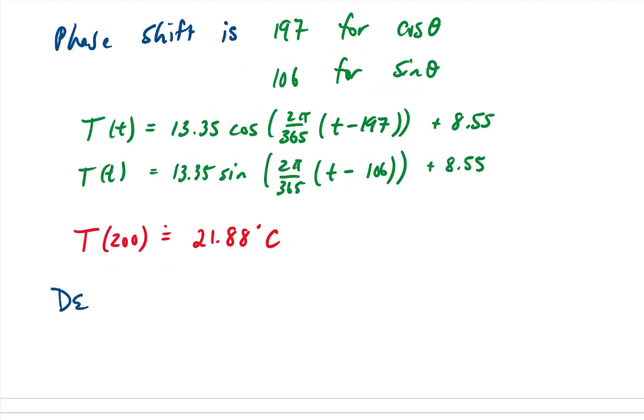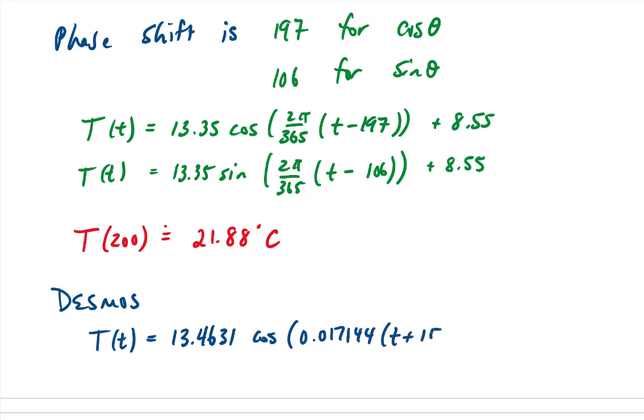So we see from Desmos, we have the following equation. The temperature at time t is equal to 13.4631 cosine, because I chose cosine, of 0.017144, that's our k value, t plus 159.798 plus 8.26078. So we can see most of our numbers did match.